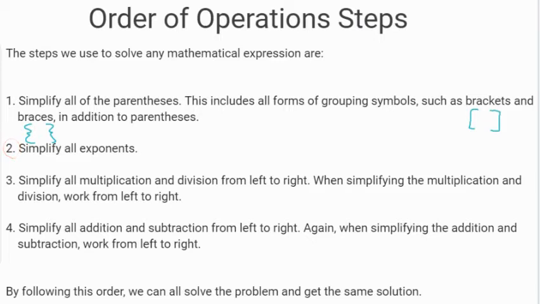Step 2 would be to simplify all the exponents, and we talked about that before. An exponent is when you have something raised to a power, something like this. That means you write 3 multiplied 3 times. Another example would be 4 to the second power. That means you multiply 4 2 times with itself.